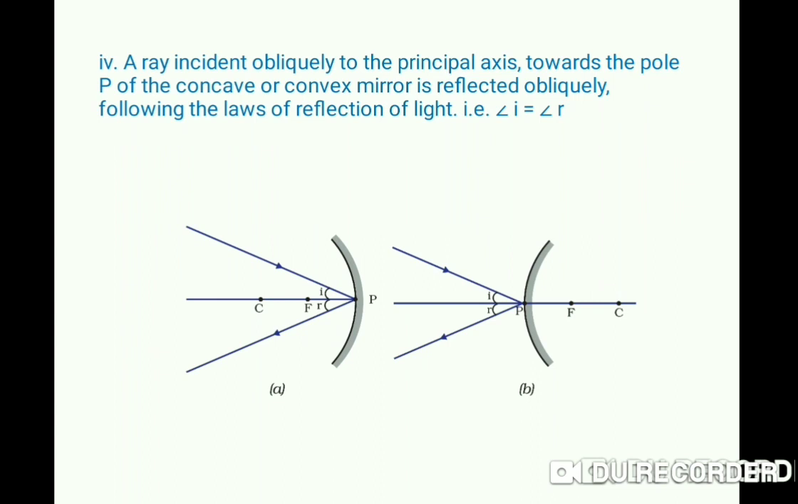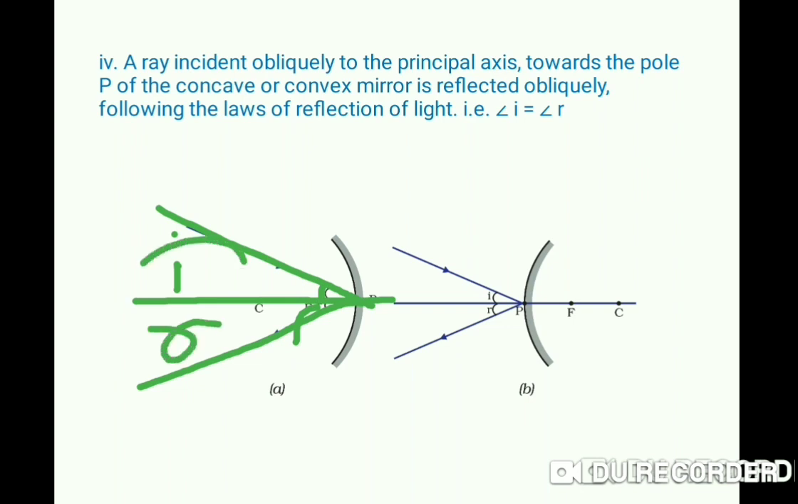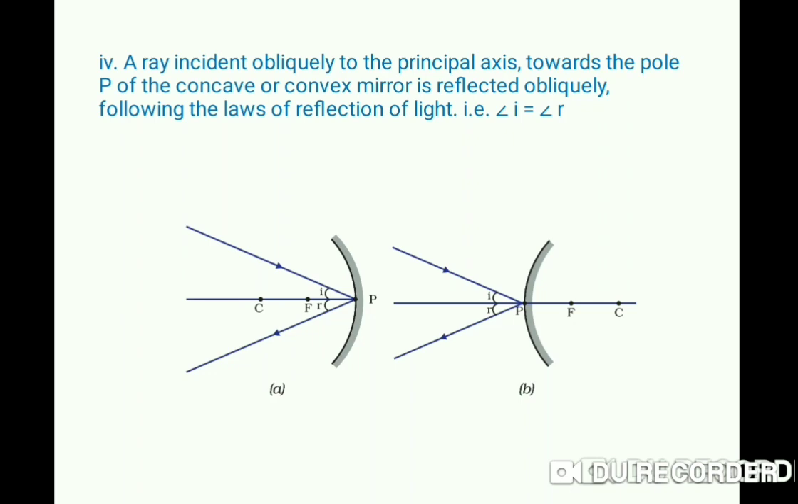Now, fourth rule: a ray incident toward the pole P of a concave mirror or a convex mirror is reflected back following the laws of reflection, that is, angle i is equal to angle r. A ray is incident making an angle, say i, the angle of incidence, and reflects back with the same angle, say r, and we already know that angle i is equal to angle r.